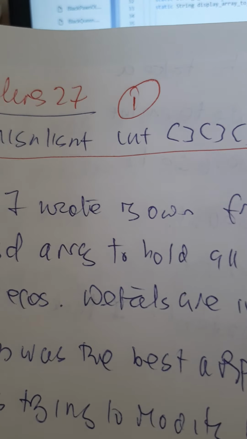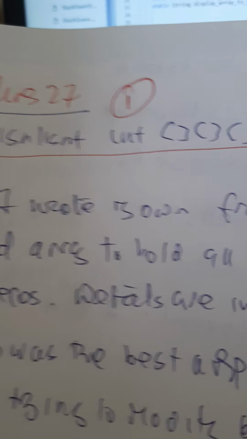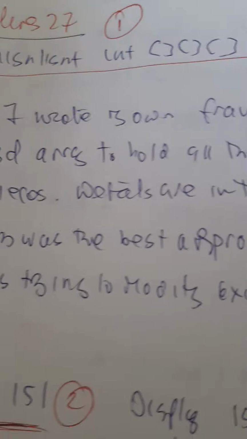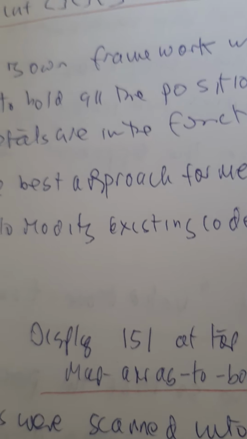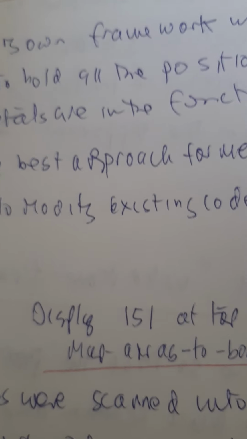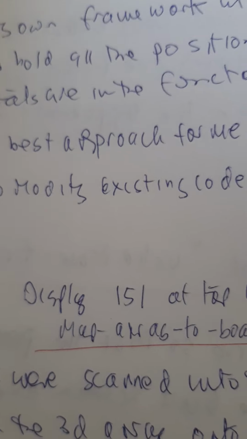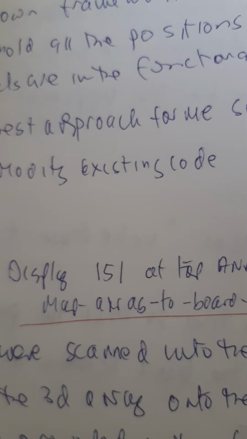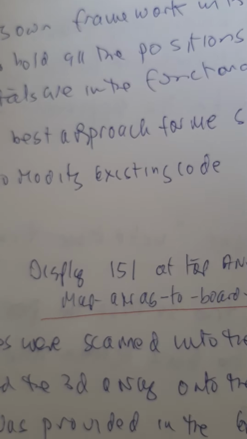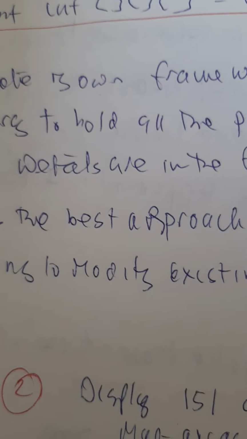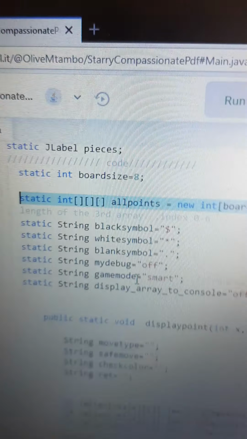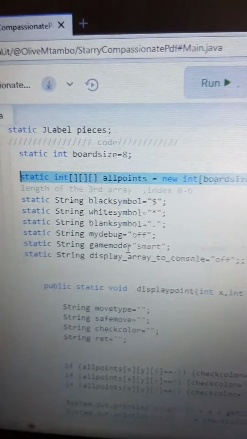So there's line 27. You highlight there, which I've done, and then you read. You say, I wrote my own framework with this 3D array to hold all the positions of the pieces. Details are in the functionality document. This was the best approach for me since I was trying to modify existing code. You'll say that while you hold your script up so it's not on the screen.